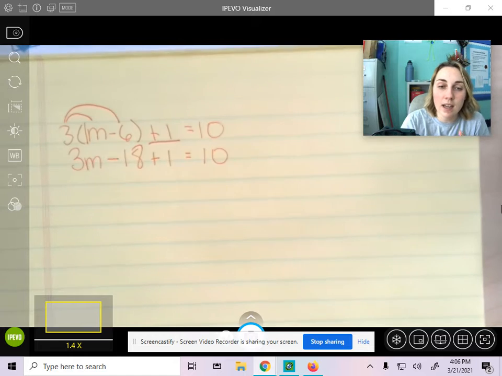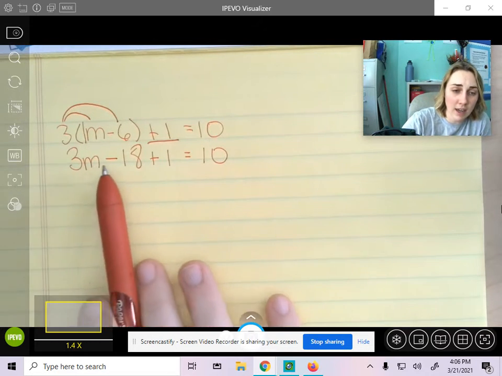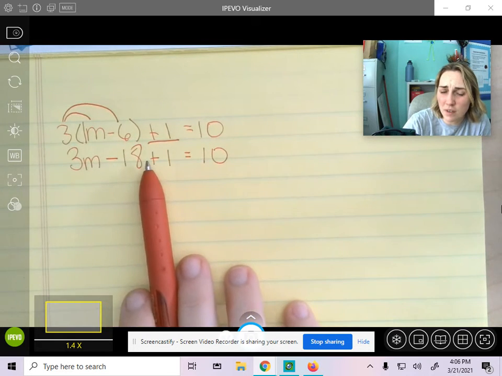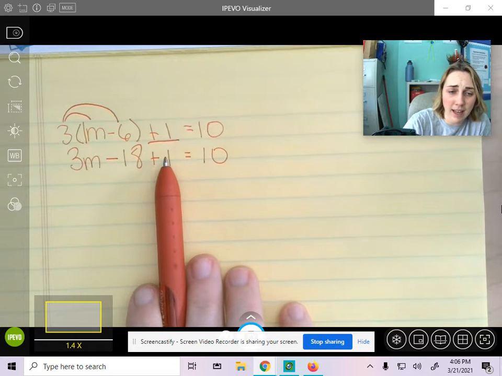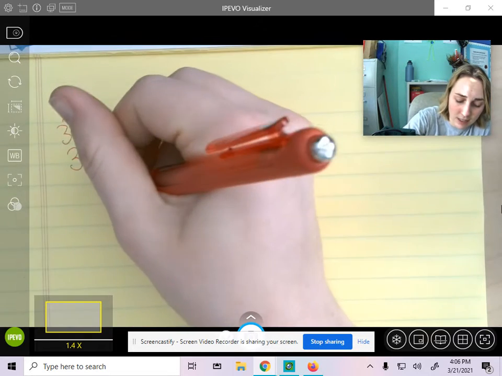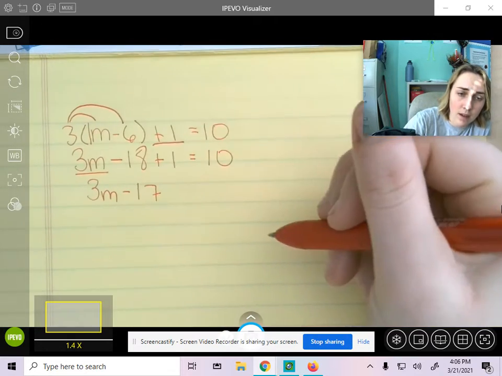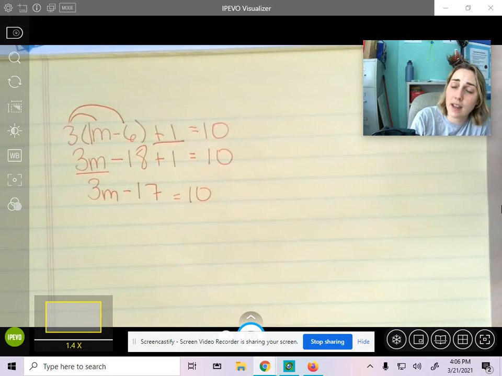I brought everything else down. Now I need to see, are there any like terms I can go ahead and combine? Well, if I'm looking over here, I see that I have a negative 18 and a plus 1 here that I can go ahead and solve. So negative 18 plus 1, well, that is going to give me a negative 17. And I'll bring down my 3m, and I'm going to make that equal to 10. And now I have a 2-step equation that I can go ahead and solve.